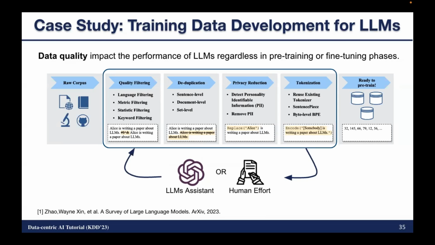For example, a recent survey of large language models summarized the typical steps of getting high quality text data for large language models. From the raw data corpus, we have quality filtering, deduplication, which means we remove some duplicate text, and privacy reduction and tokenization. There are many steps for obtaining high quality data. In the realm of large language models, the main driving force, in my opinion, is the high quality data, because the model can only behave like what the data looks like.